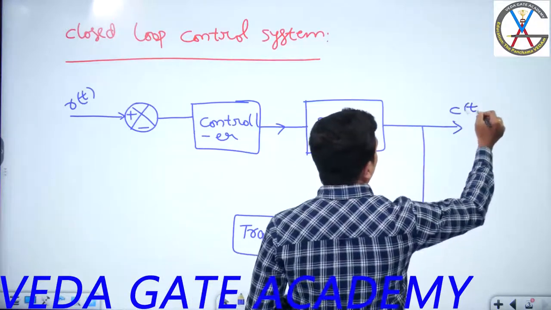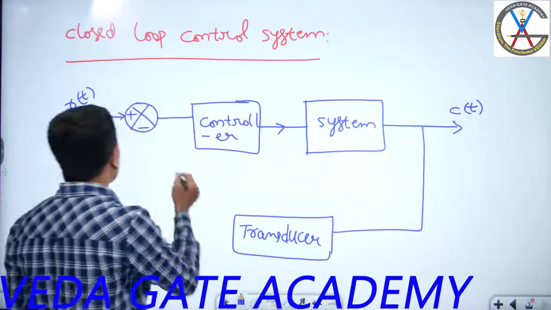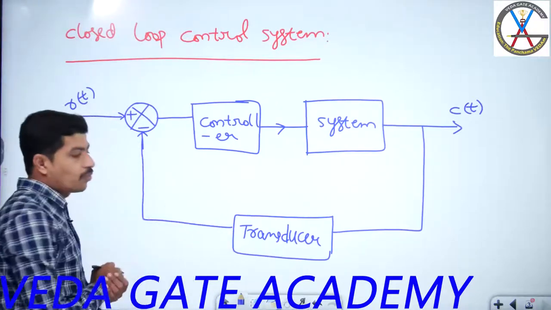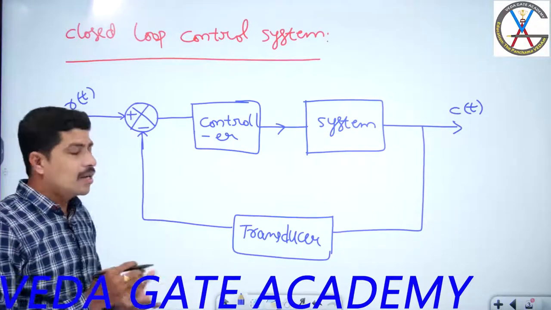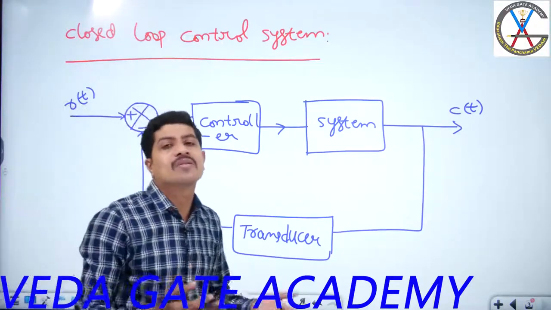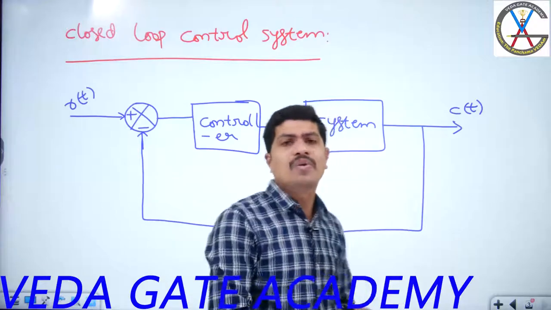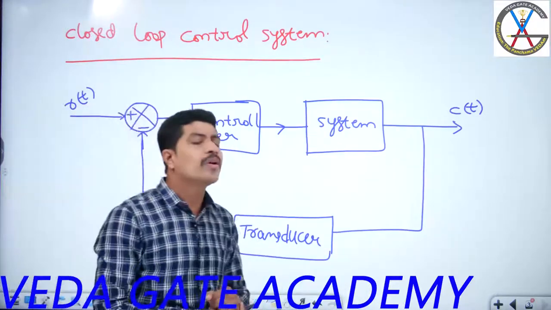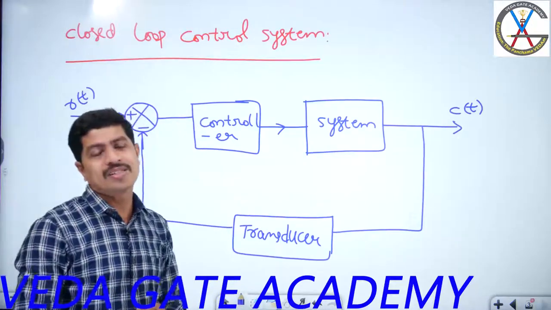Okay. What is this one? This one is C of T. If you represent it in S domain, that will be C of S. Yes, this is what we got. So the controller is going to have its own response, called the controller response. We call that G1 of T. The system is going to have its own system response. We call it G2 of T.